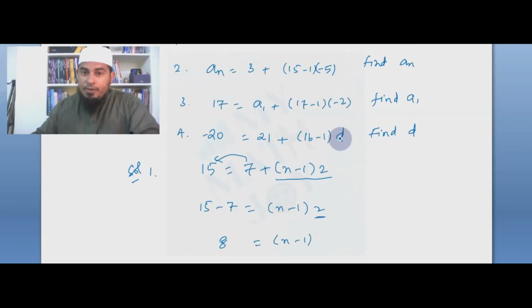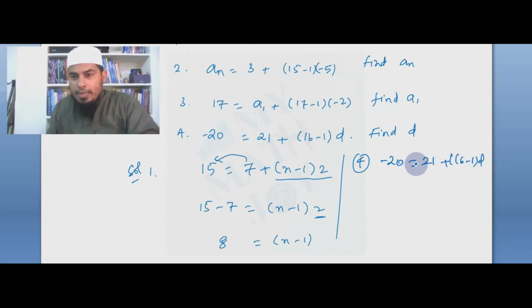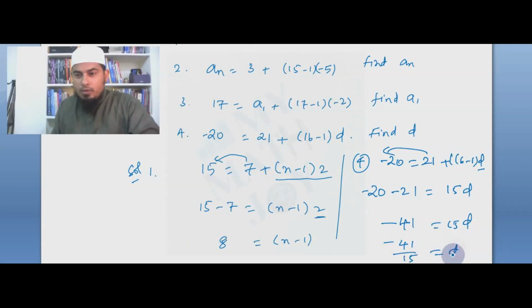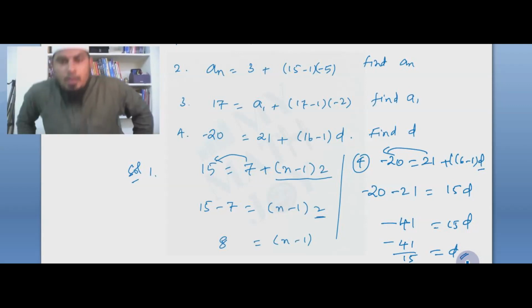This is a simplification prerequisite, a very important one. So, let us solve the fourth one here itself. What does it tell? Minus 20 is equal to 21 plus 16 minus 1 times d. Whenever we want the d value, you need to do it in a similar way. You transpose this a1 to the left side, you'll get 16 minus 1 is exactly 15d, and minus 20 minus 21, the two negatives should be added with a negative sign, and this 15 is transposed to get minus 41 divided by 15 is equal to d. So in this way, these four questions are to be solved.